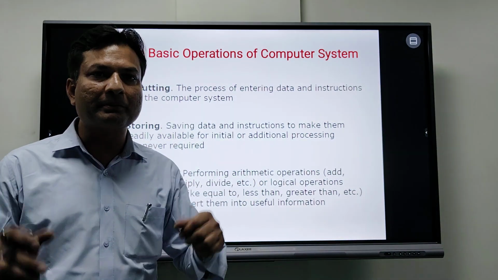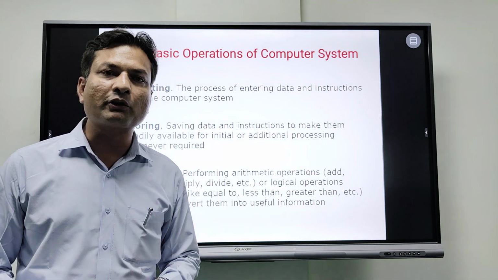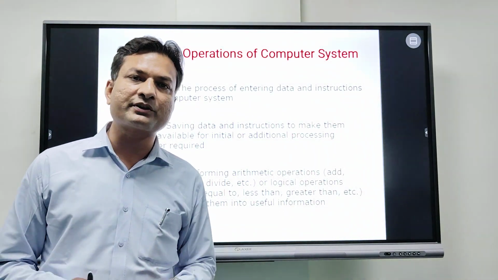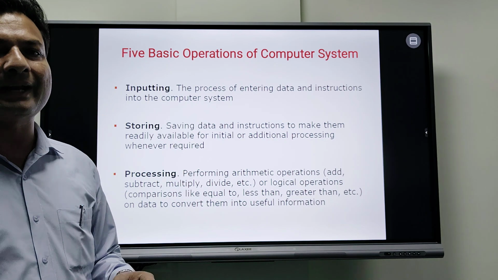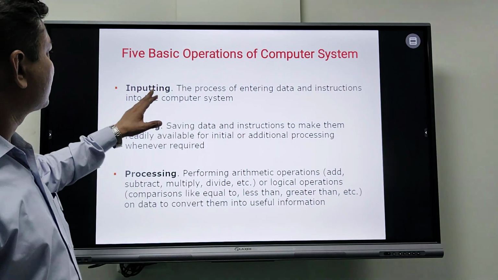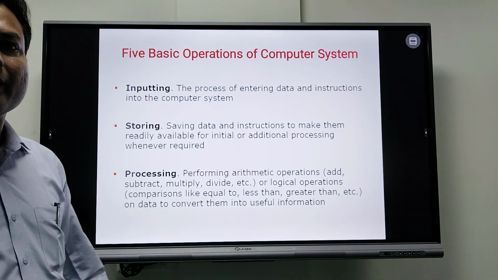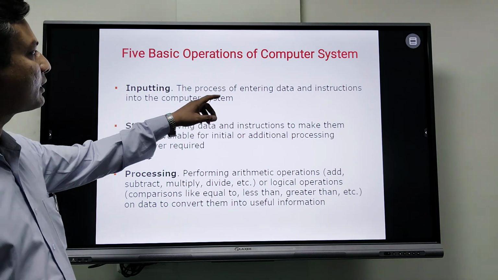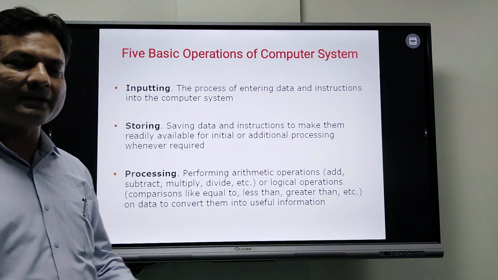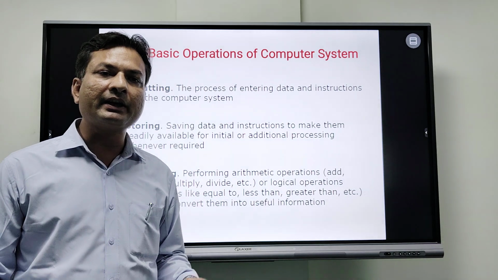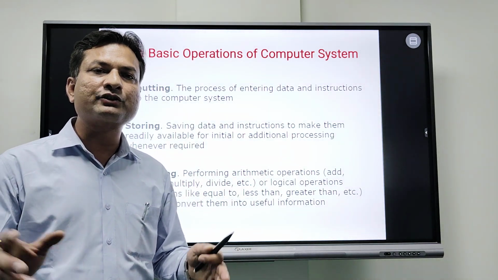There are actually 5 basic operations that are performed by any computer system, and these operations are input, processing, output, store and controlling. So the first operation is inputting. What is inputting? Inputting is the process of entering data and instructions into the computer system. It means the process through which we can input our data and instructions.